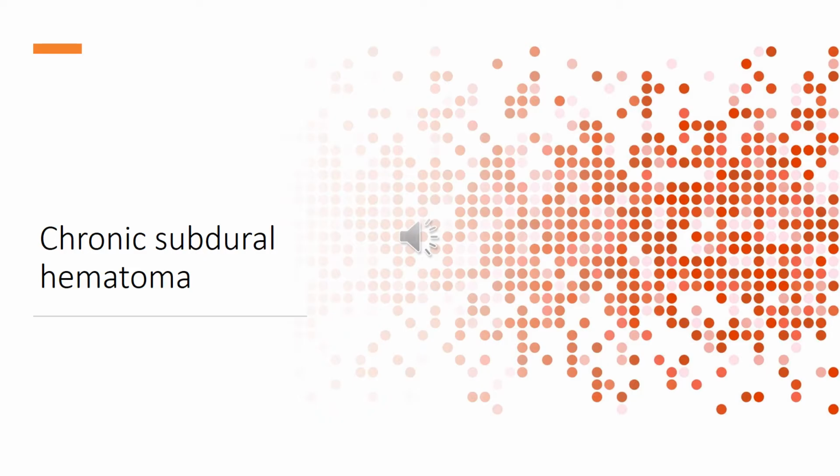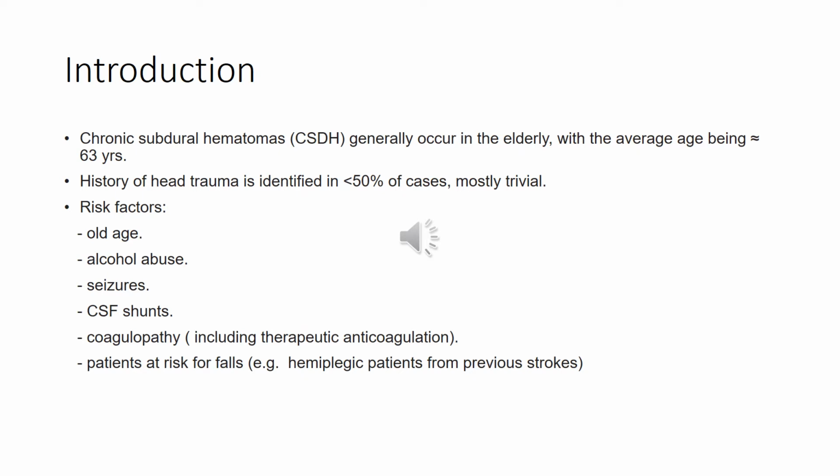Our next topic is chronic subdural hematoma. Chronic subdural hematoma is the accumulation of chronic blood in the subdural space between the dura mater and the arachnoid mater. Chronic subdural hematoma generally occurs in elderly patients as they have decreased brain tissue mass and a prominent subdural space. The average age of patients presenting with chronic subdural hematoma is around 63 years.